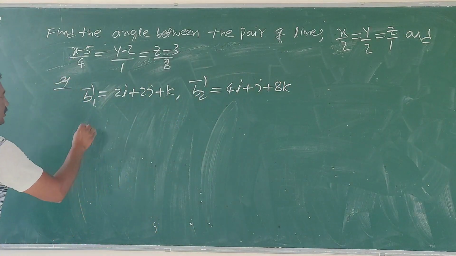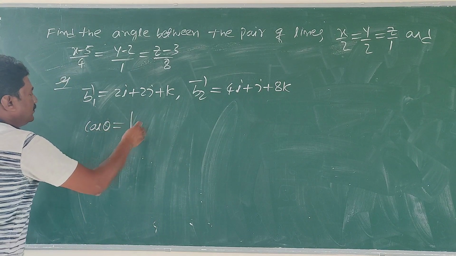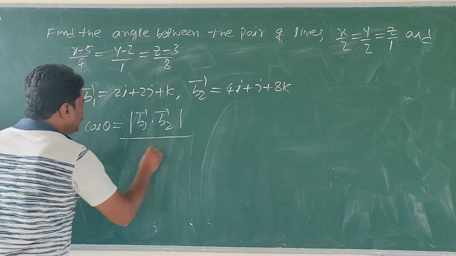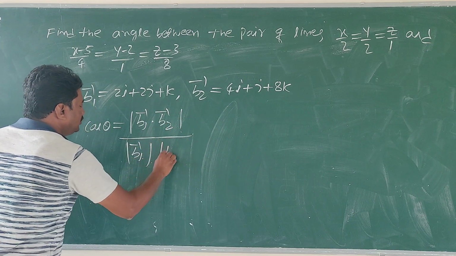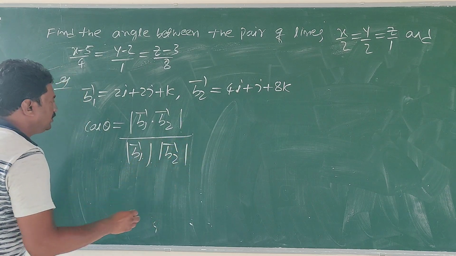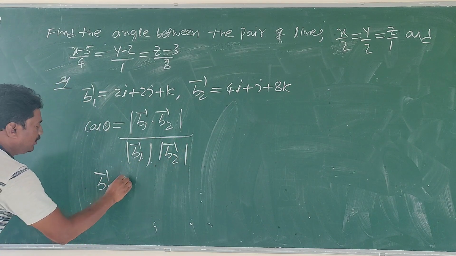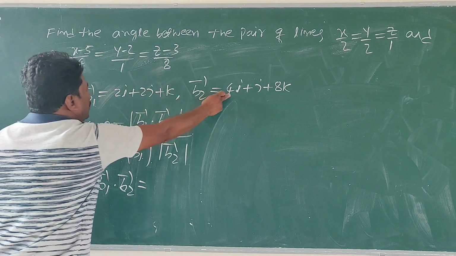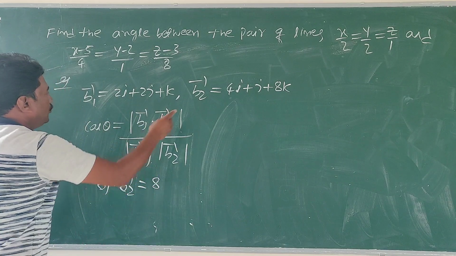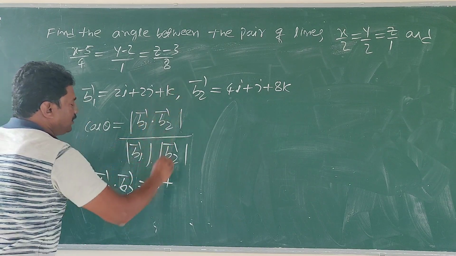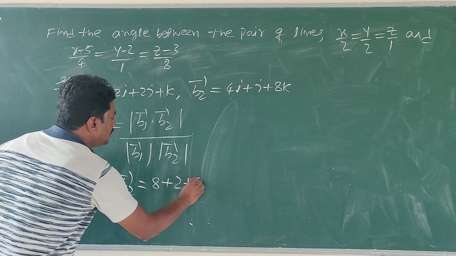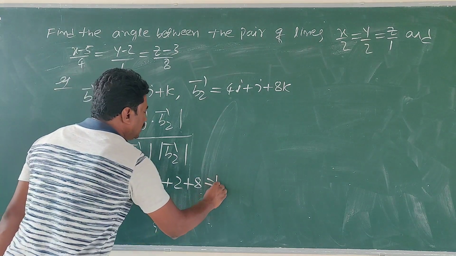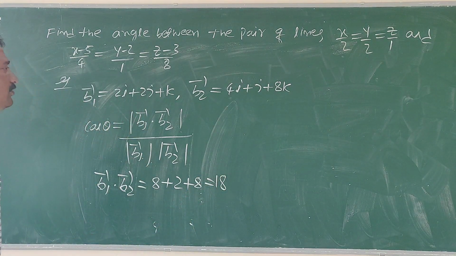Cos theta formula, cos theta is mod b1 dot b2 by length of b1 into length of b2. Substitute, calculate b1 dot b2. 4 2s are 8. j coefficient, 2 plus 8 1s are 8, 8 plus 8 is 16, 16 plus 2 is 18. So find out the length of the vector b.